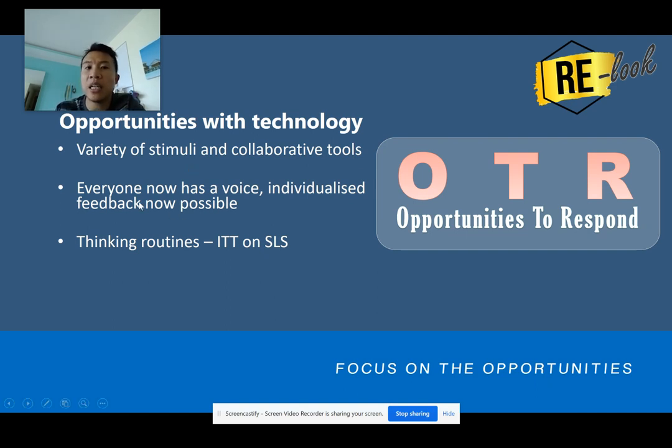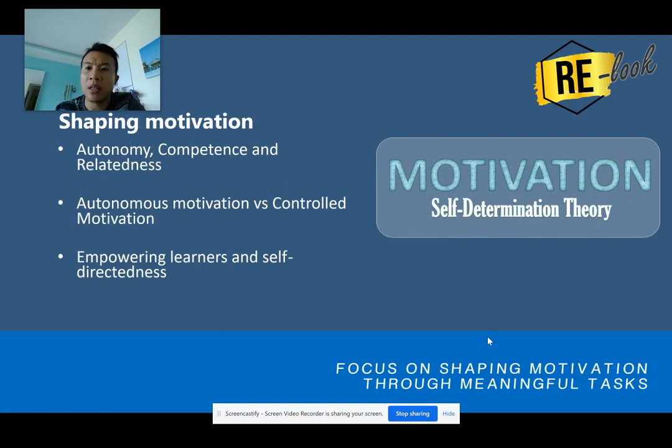Now, for the first time, all our students have a voice. We can hear every single one of their responses. At the same time, we can provide individualized feedback for them. Thinking routines now, so easy. If you have been doing it during your normal lesson time, this is the perfect time to reinforce those routines using the interactive thinking tool on SLS.